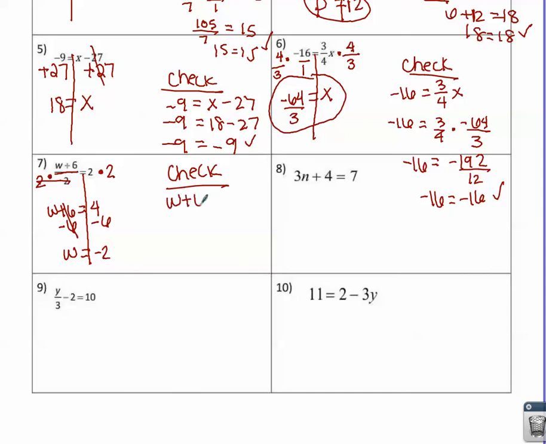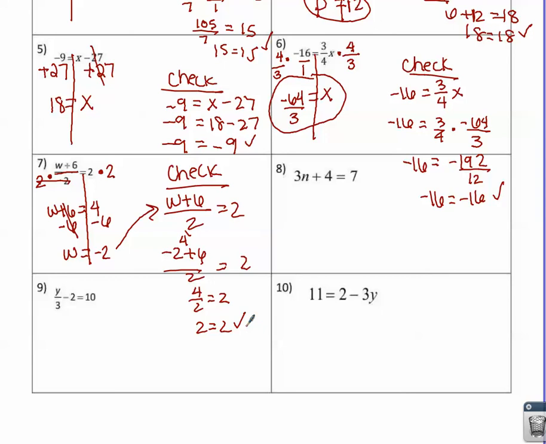Write down the original problem when you go to check. Substitute in what you got. Follow order of operations. Simplify the numerator first. Negative 2 plus 6 is 4. So 4 divided by 2 is 2. 2 does equal 2. So you did your work correct.